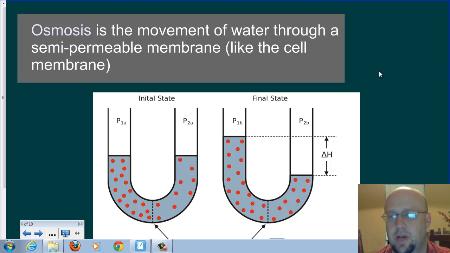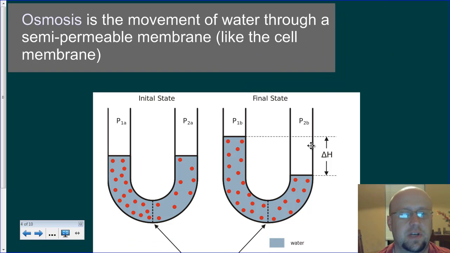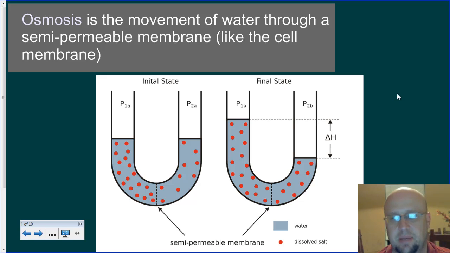So, you guys have probably heard this term a ton of times, probably all the way back to middle school, maybe even elementary school, is the idea that osmosis is water moving through the membrane. And we're talking, of course, about the cell membrane in this case.